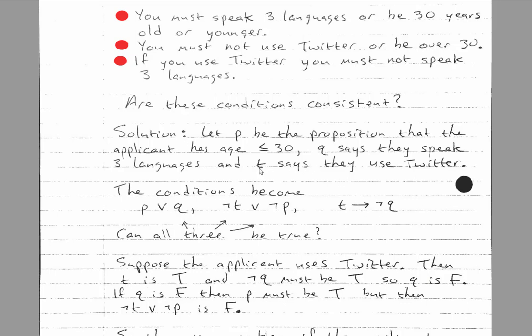Okay, so if T is true, then using this condition, if T is true, then the only way this implication can be true is if not Q is true. Alright, so remember, an implication is false if you have a true implying a false. So this not Q must be true. Well, that tells you that Q is false.